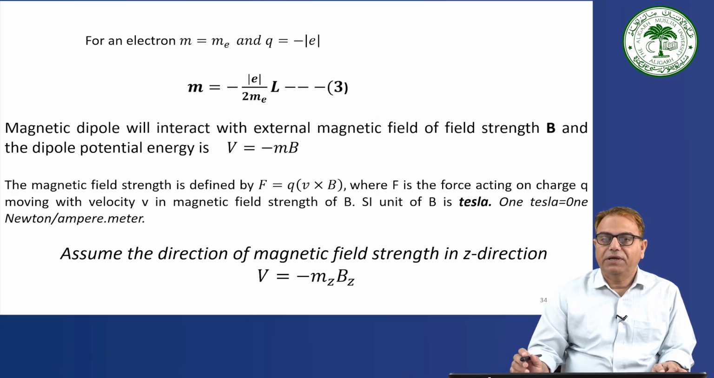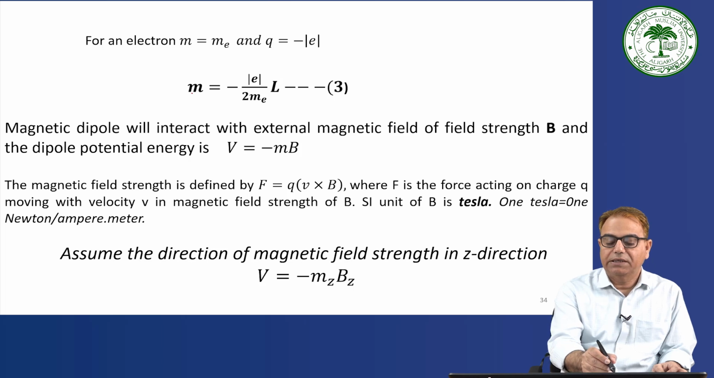Now for an electron, if I place the mass of the electron as me and the charge q of the electron as minus e, then what do you get? The magnetic dipole m is equal to minus e divided by 2me into L. So equation 3 changes to this one.